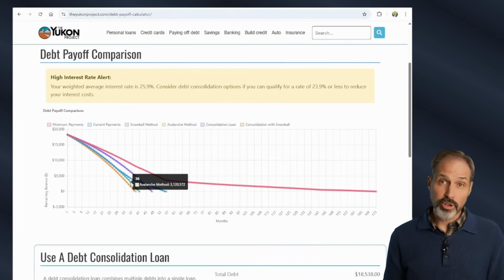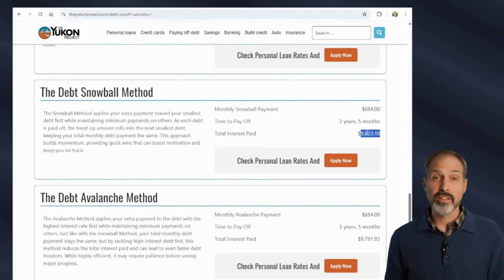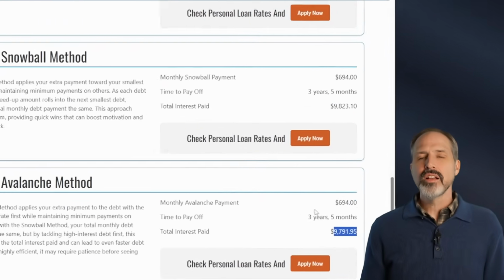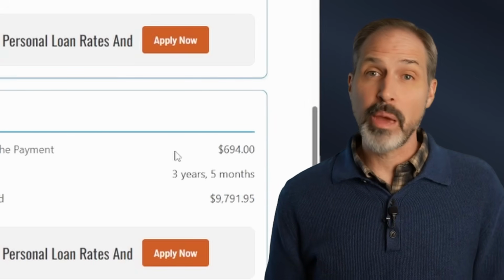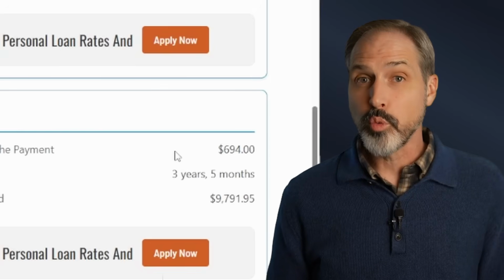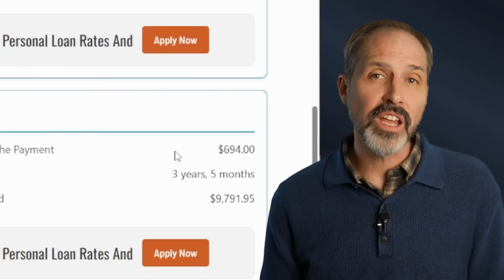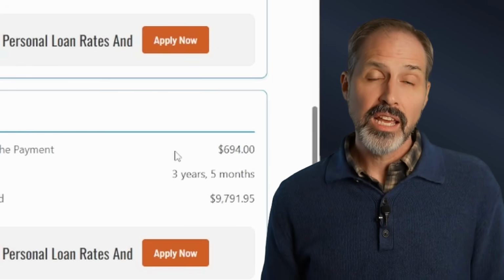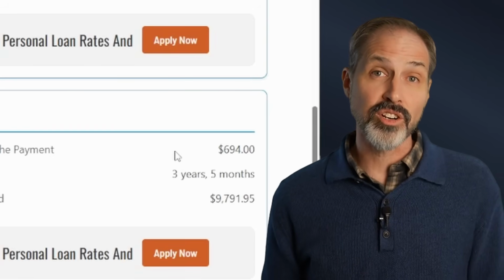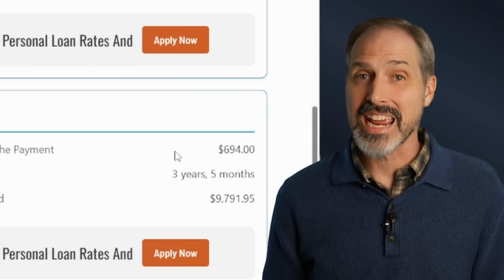If you scroll down, you can see that the Avalanche method actually saves you a little money, even though they both get you out of debt at the same time. The Snowball provides motivation of paying off debts and gives you a little more flexibility over time. If you have one or more debts with a significantly higher interest rate than the others, the Avalanche will save you money. You can save a lot of money and get out of debt faster if one of your debts is a high interest loan too.